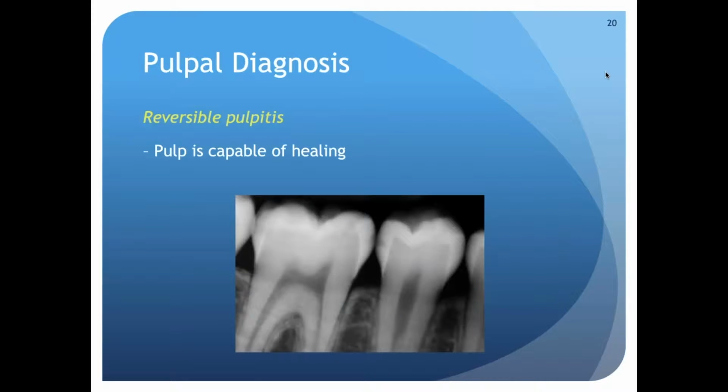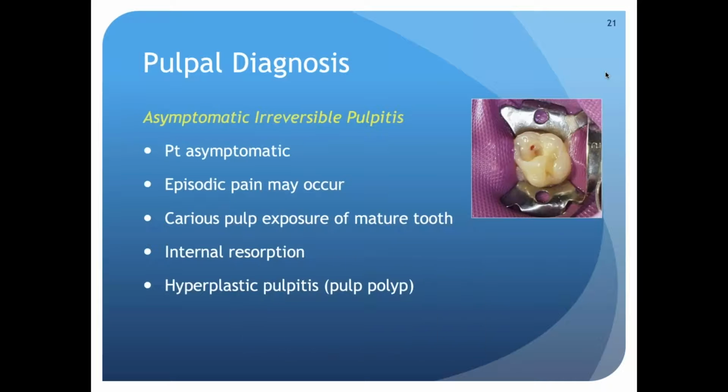So let's talk about pulpal diagnosis. So first we have a reversible pulpitis, and that means that our pulp is capable of healing. So we can have an asymptomatic irreversible pulpitis. So the patient is asymptomatic. They may or may not be having pain, and this is usually going to be from a carious pulp exposure or mature tooth. Internal resorption or a hyperplastic pulpitis, like a pulp polyp, can also cause this pulpal diagnosis.